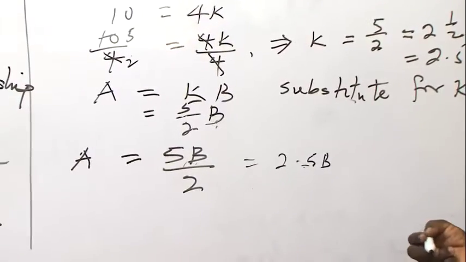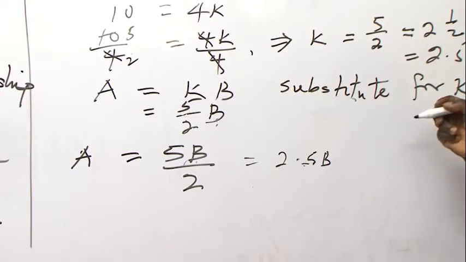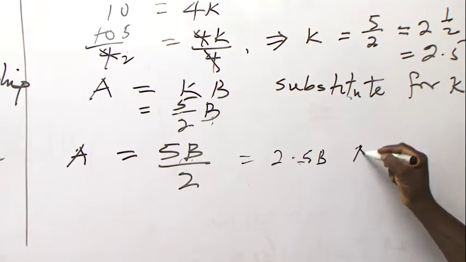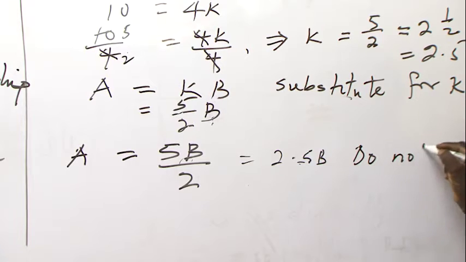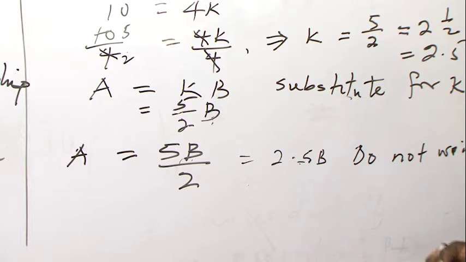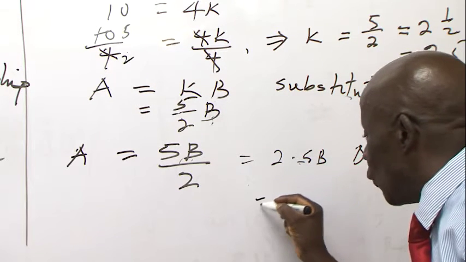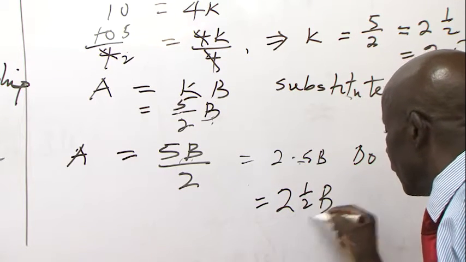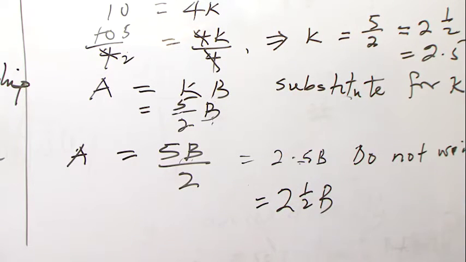Please do not write it that way. I said 2.5 because some of you may say this is 2.5B. In the exam, they won't give you that. Don't write it like this, please.